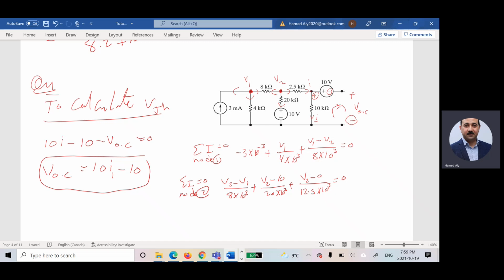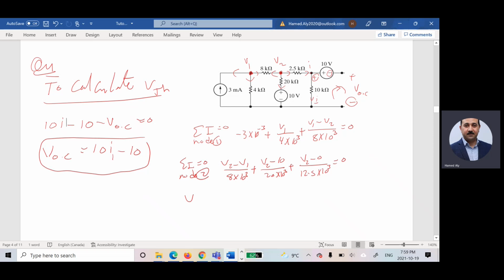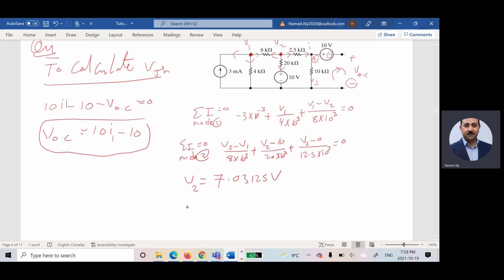If you try to solve these two equations for finding V1 and V2, you will realize that V2 should be equal to 7.03125 volts. If you found V2, you can find this current. So I can say the current I is equal to V2, which is this current, divided by 12.5 times 10 to the power 3. So this guy will be equal to, you can calculate it.